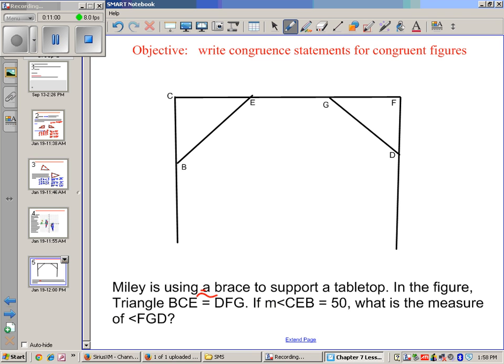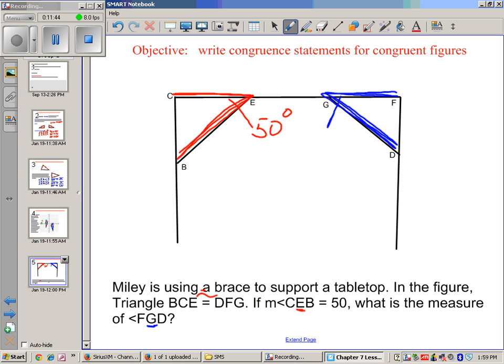Okay, angle CEB. You might want to ask where the 50 degrees is going to go. If you look at the middle letter, that always tells you where the angle is. So CEB, we're looking at this angle right here. So this is going to be 50 degrees right in there. Now they are asking for angle FGD. Once again, G is the vertex of the angle. So FGD, looking at that angle right there.